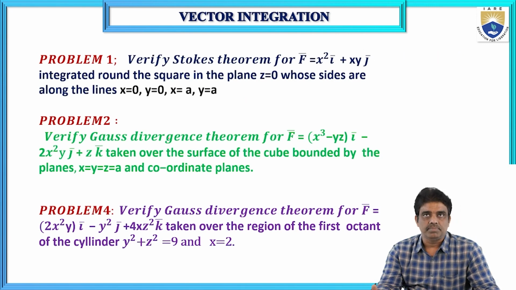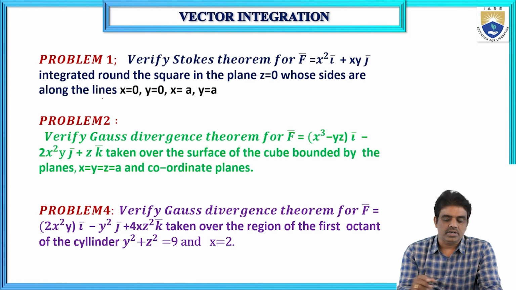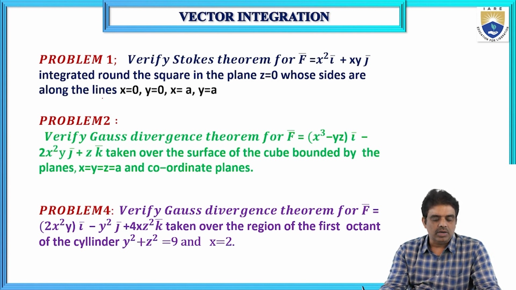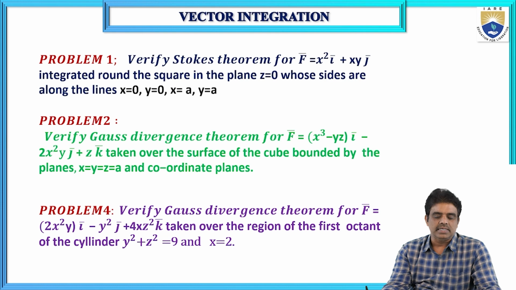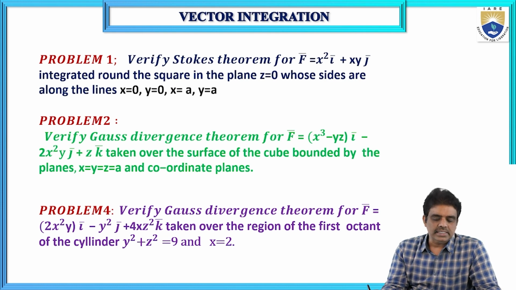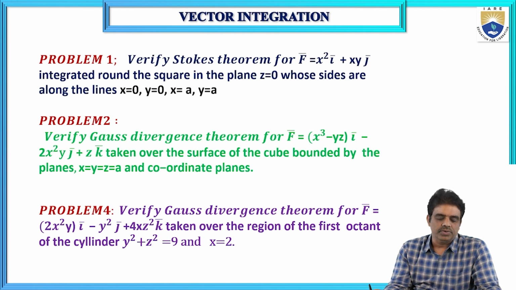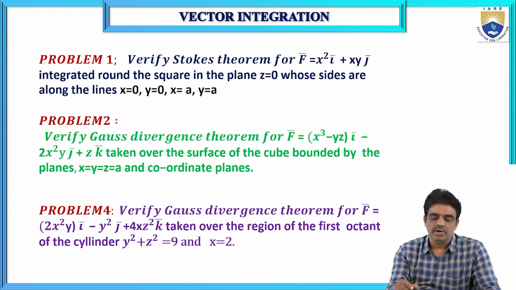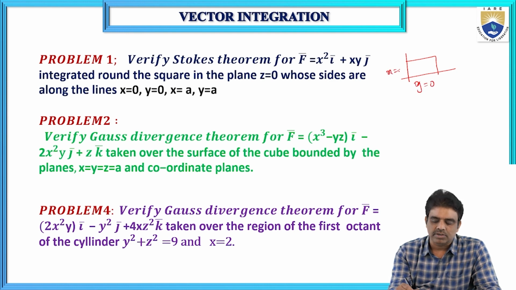Verify Stokes theorem for the given f bar, integrated round the square in the plane z equal to 0, whose sides are along the lines x equal to 0, y equal to 0, x equal to a, y equal to a. Here we have to consider Stokes theorem, and here it is given as a square. This is the x-axis, where y is equal to 0. This is x equal to 0. This is x equal to a, y equal to a. This is the x and y axis.